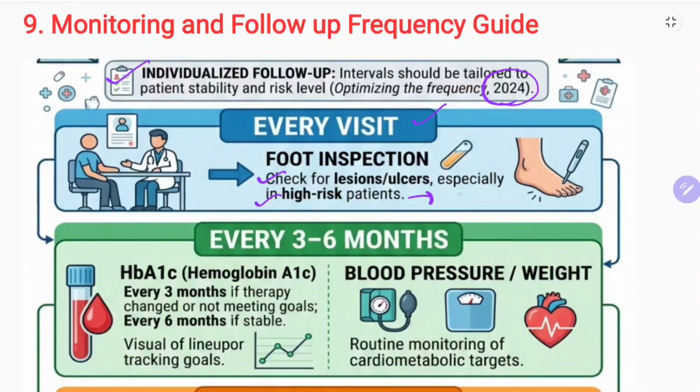patients, you should perform the 10-gram monofilament test, or else you can also perform a test with tuning fork. The first and foremost sensation which is lost in type 2 diabetes mellitus is vibratory sensation, so that you can test. So these things you should do at every visit in foot: you check for lesions, you check for pulses, and you check for neuropathy.